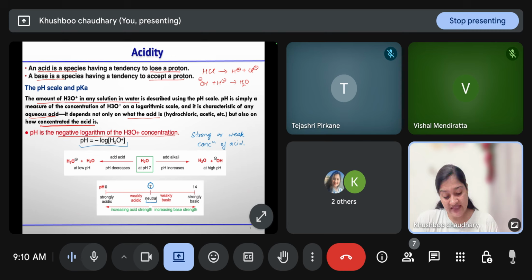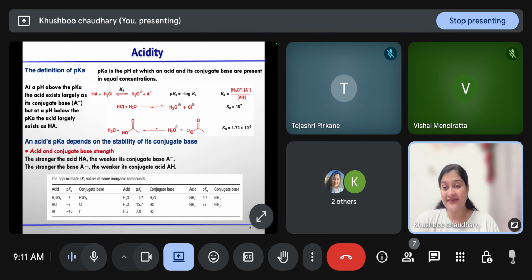Now if we increase the pH from 7 to 14, the basic strength of the species will increase. If it is close to 7, then it is weakly basic. If it is close to 14, then it is strongly basic. And if we are moving from 7 to 0 pH, then the acidic character, or acidic strength, of that species will increase. So near 7 is weakly acidic, and if it is close to 0, then it is a strongly acidic species.